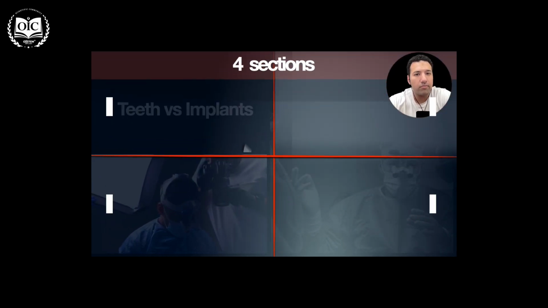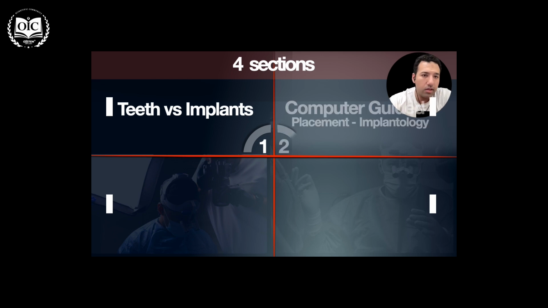The first thing, sequentially, is talking about teeth and implants. Each and every one has a different way of perception that we have to see in a different way, and consequently we're going to treat also in a different way. The second thing is computer guided implantology and computer guided implant placement.